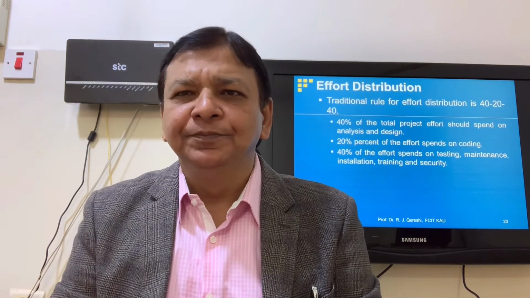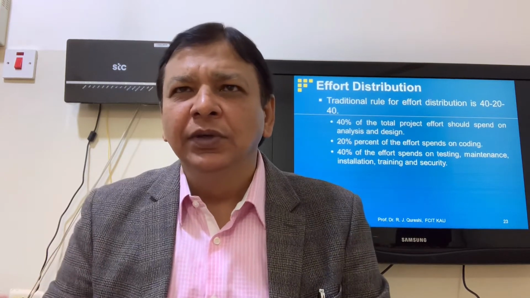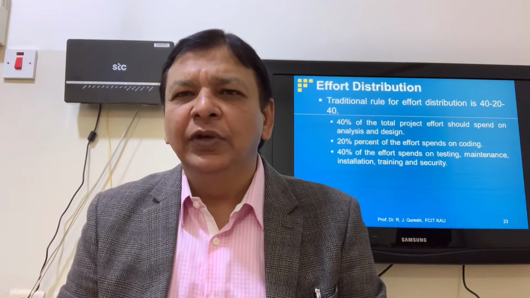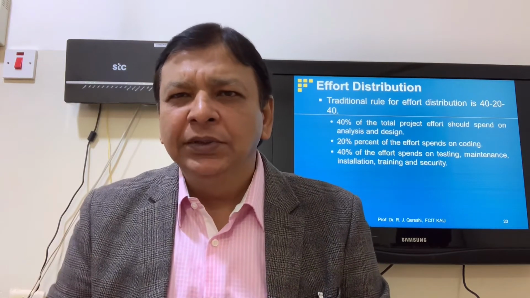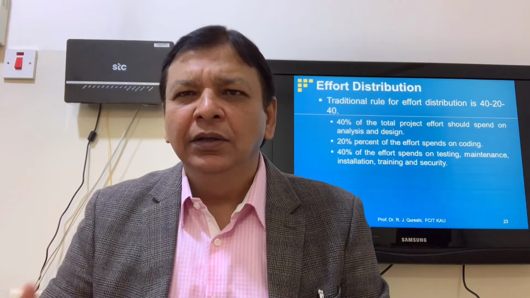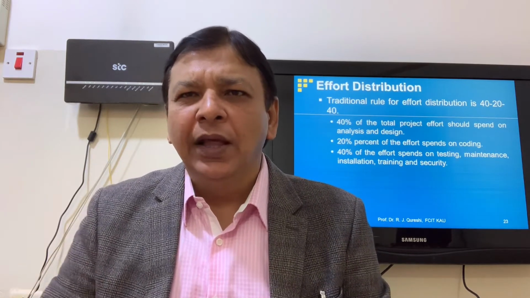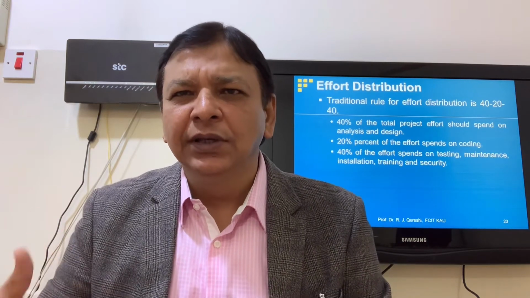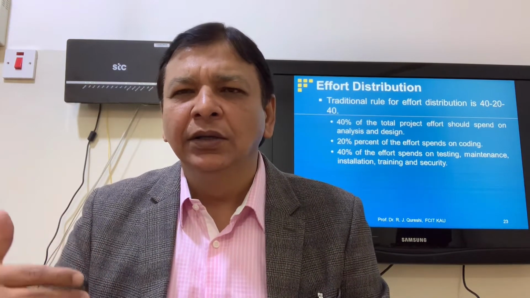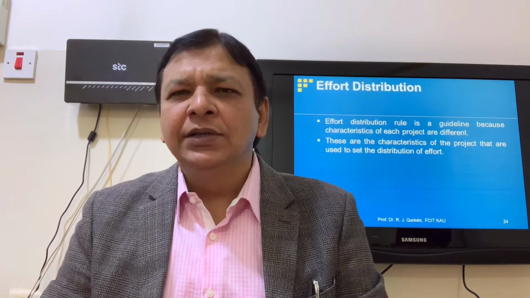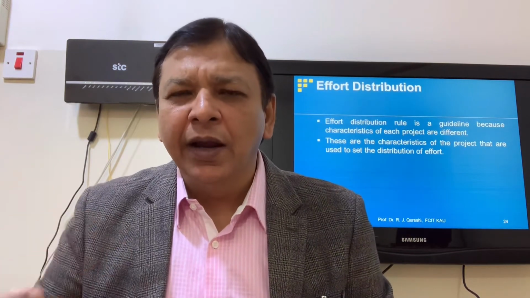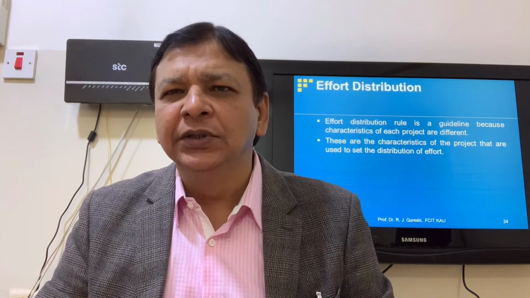Effort distribution is our next topic. There is a traditional rule to allocate the effort. We have the 40-20-40 rule. 40% effort should be spent on planning, analysis and design, 20% on coding, and the remaining 40% on testing, maintenance, training, deployment, security. It's just a guideline. We can apply effort according to the nature of the project or according to the methodology we are following, but it's a guideline for software companies to allocate the effort.